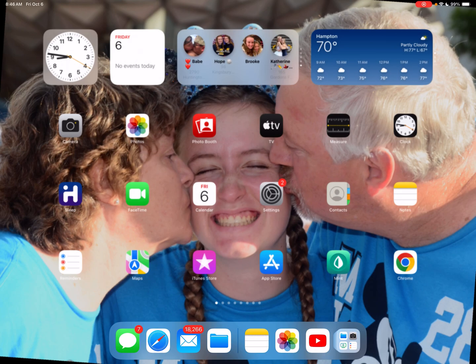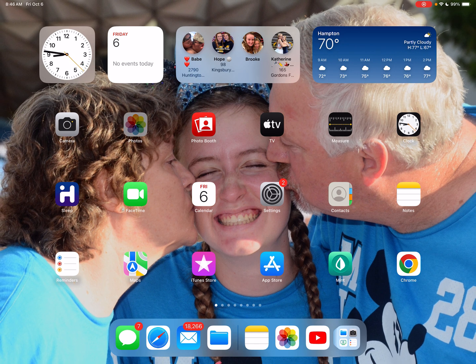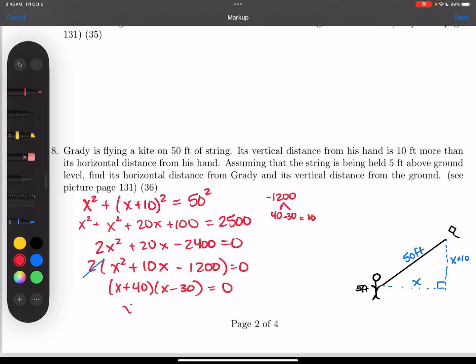So then is that both of them equal to 0? What just happened? So x plus 40 equals 0, x minus 30 equals 0. So x equals negative 40 or x equals 30. So does negative 40 work? Can I have a length of negative 40? Nope. So cancel that one out. So that tells me then that my horizontal distance is 30, and we're in feet.